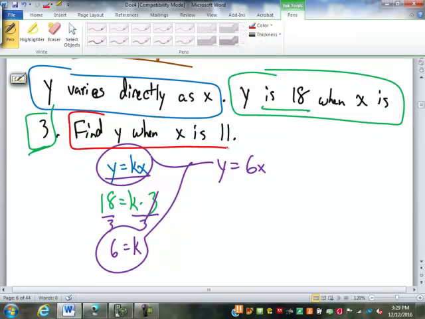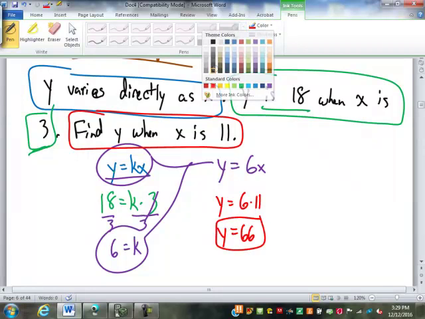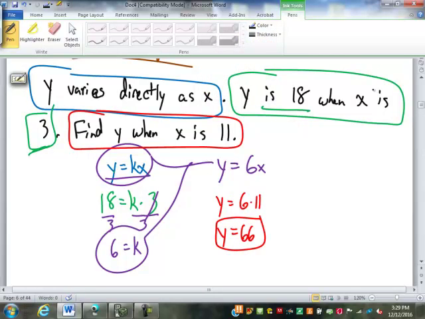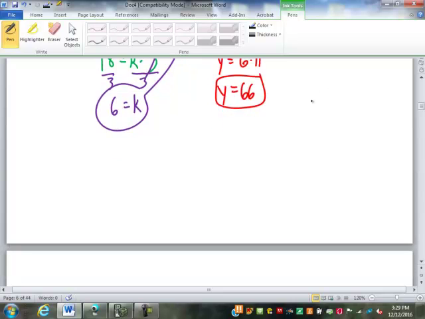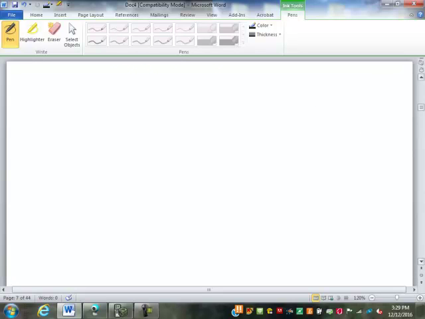Then finally, find Y when X is 11. So we put 11 in for the X. Y equals 6 times 11, or 66. What's that? Any questions? Not always quite that simple, but let's have you guys try one on your own.